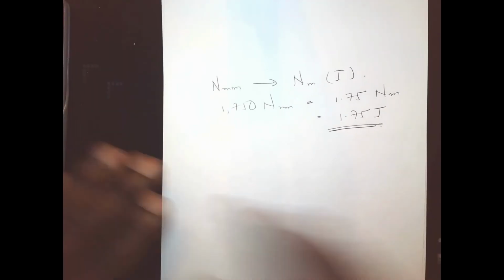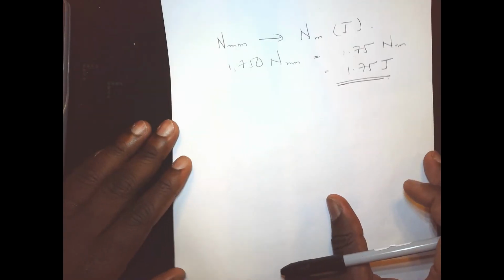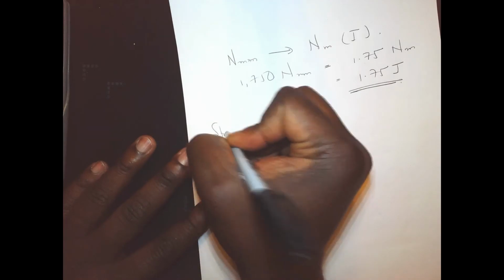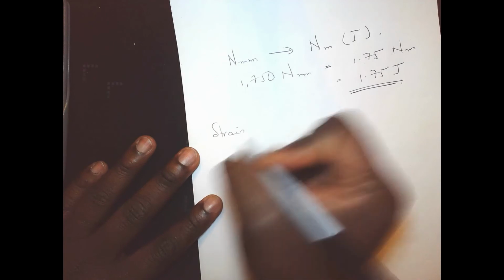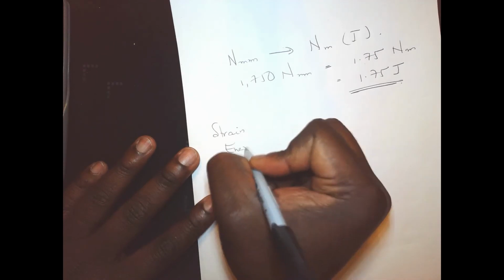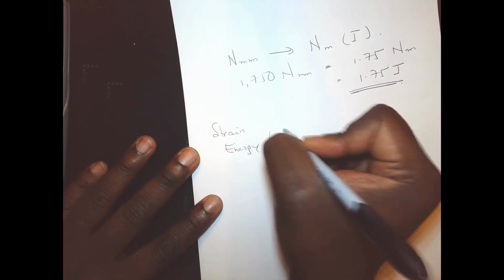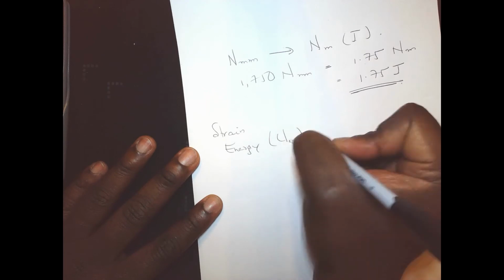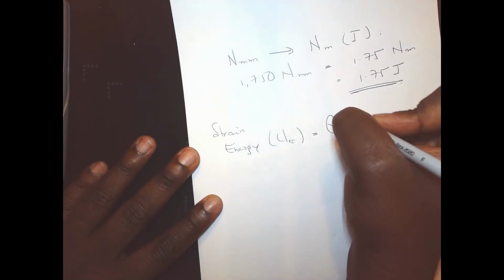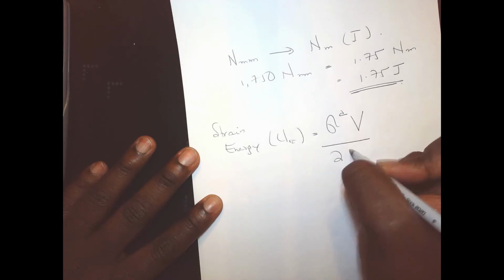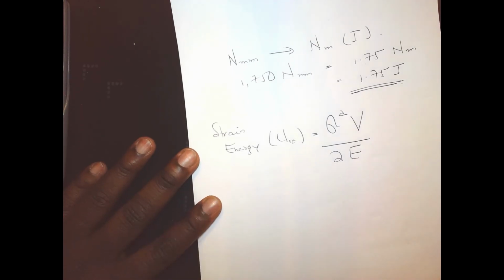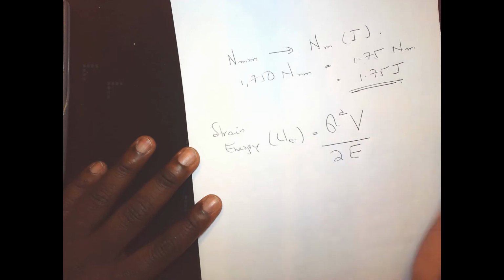So we've used one method in calculating the strain energy. So let's see if we get the same answer if we use an alternative formula. Knowing the stress and knowing the Young's modulus, we can calculate the strain energy. So the strain energy, U_SE, is also equal to the stress squared times the volume of the bar divided by 2E. So how do we go about calculating the volume?